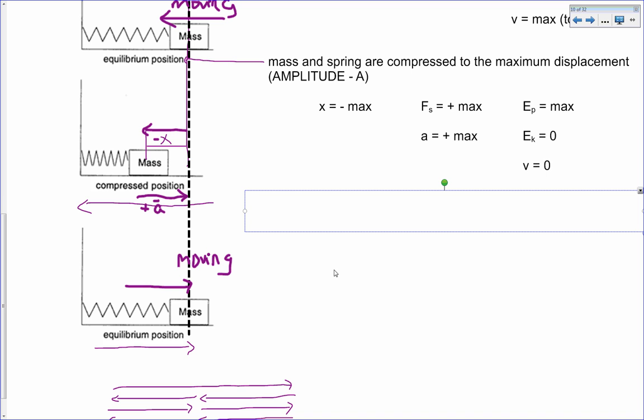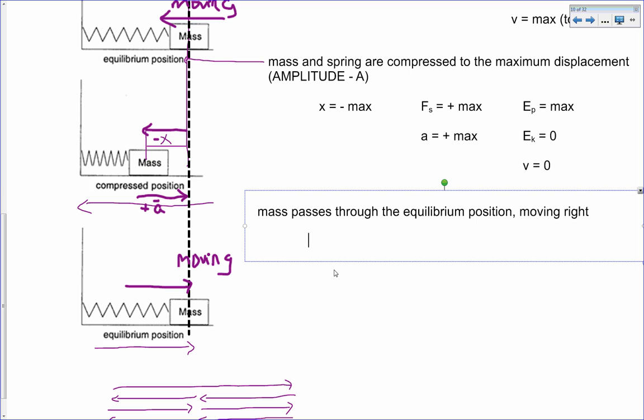So the mass passes through the equilibrium position, moving right. Again, displacement is 0 because displacement is a measure of how far it is from the equilibrium position. Displacement is 0, which means the restoring force has to be 0 because that's based solely on x, and that also means the potential energy has to equal 0.